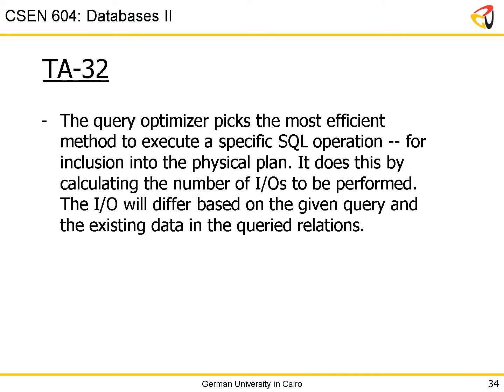Okay, so the takeaway of all this is that the query optimizer picks the most efficient method to execute a specific SQL operation for inclusion into the physical plan. It does this by calculating the number of IOs to be performed. The IO will differ based on the given query and the existing data in the queried relation.